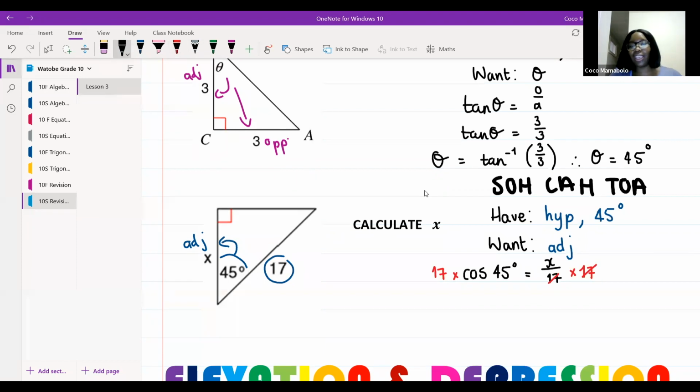So if I want to calculate for x, I need to go x is equal to 17 cos of 45 degrees. Please make sure you give me this answer in decimal form, because it's a length. We're looking for a length of a side. Make sure you click that SD button at the end and give me an answer, please. So you're going to grab your calculator, click there, 17 cos of 45, go for it.